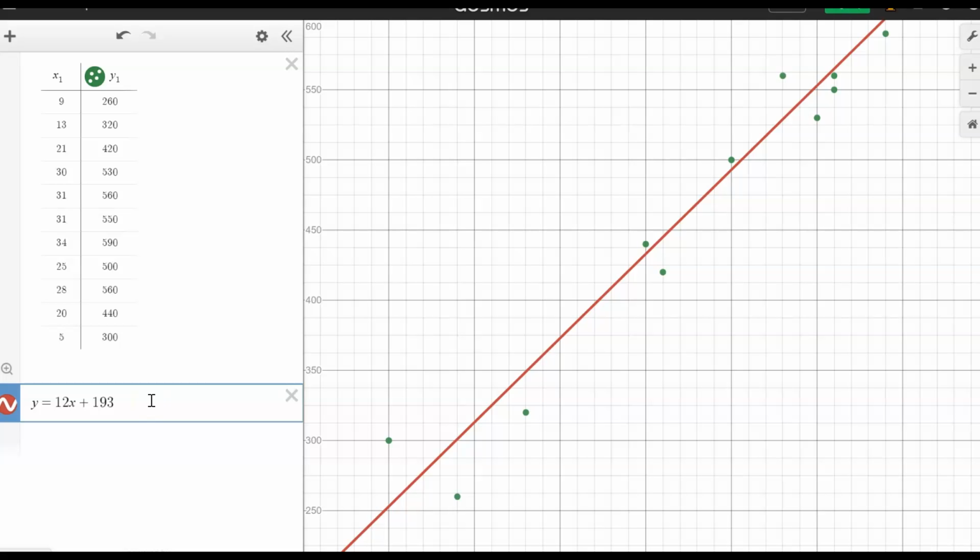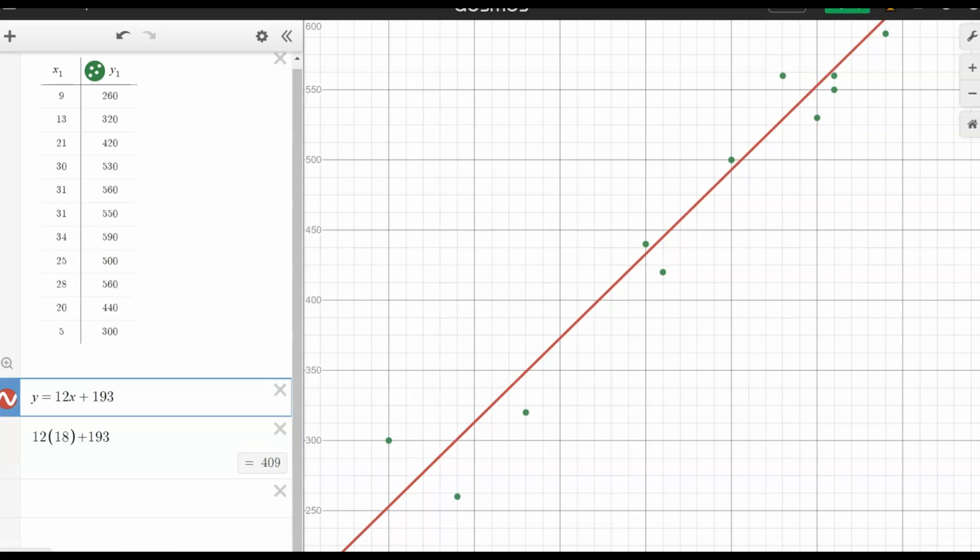So our next question says to predict the calories of a sandwich that has 18 grams of fat. Go over to the next line in Desmos and just put 12 times 18 for the x, and then plus 193. So I'm substituting that x value, and then you can see it's giving me a y value of 409.